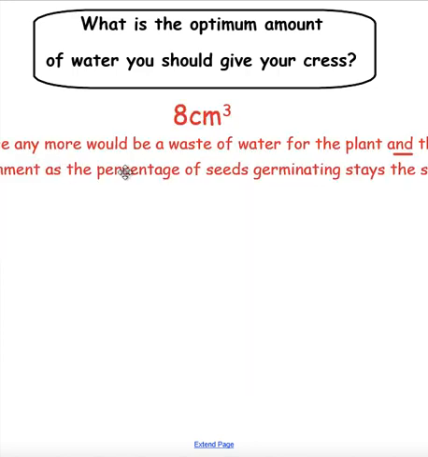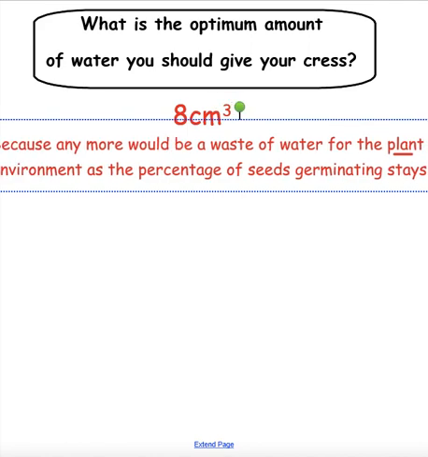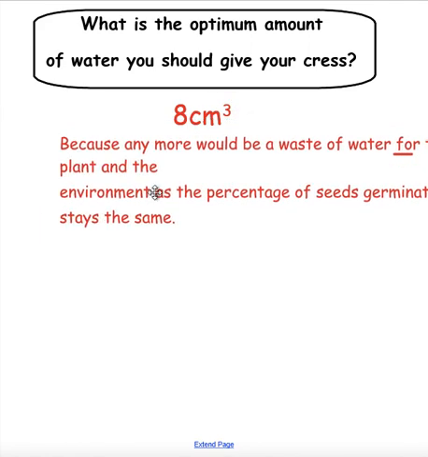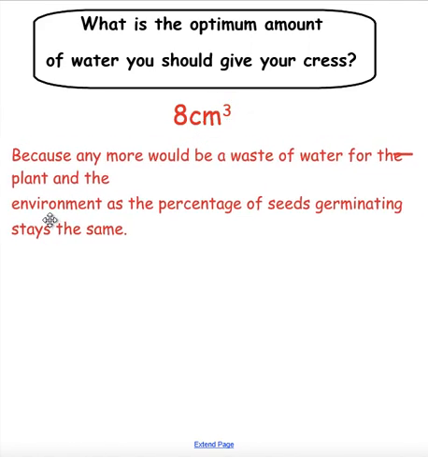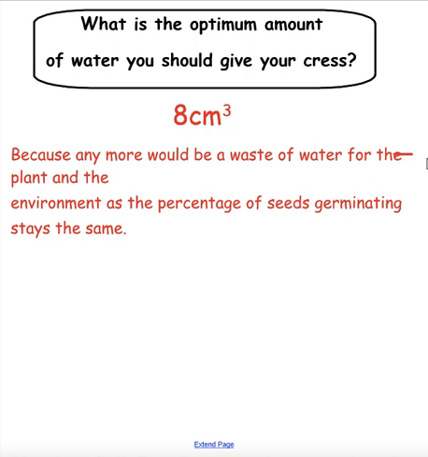So hopefully here we would think, we don't want to give any more than 8 centimetres cubed because any more would be a waste of water for the plant. We didn't increase the amount of germination we got by adding 16 or 32, so there's no point. And the second thing, it also helps the environment because the percentage of seeds germinating stays the same.